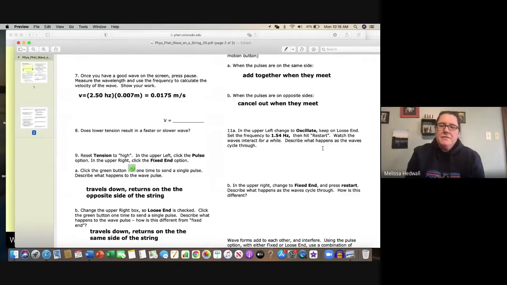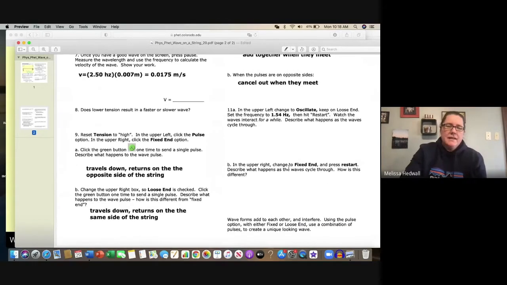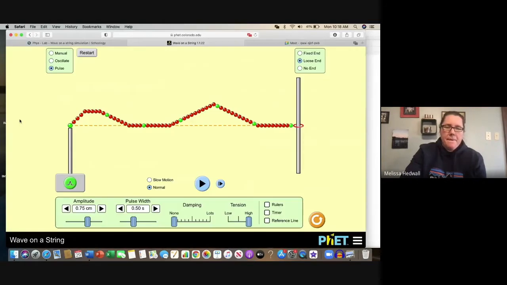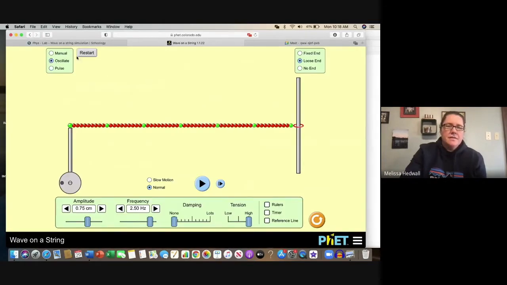In the upper left-hand corner, change to oscillate. Keep on the loose end and set the frequency to 1.54 hertz. Then hit restart and watch the waves interact for a while. Describe what happens to the waves. And then we'll do a fixed end and we'll compare. So we're going to go to oscillate. And so that's just going to keep going. Oh, 1.54. I don't know how I picked that number, but why not?